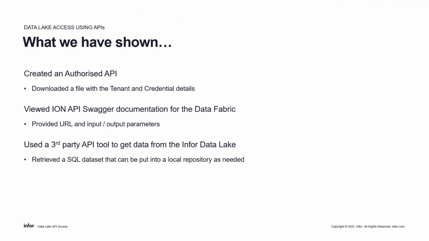So what have we shown? We've created an authorized API, downloaded the files with the tenant and credential details. We viewed the Iron API Swagger documentation for the data fabric, so now we know what the URL was, and the input and output parameters. And we've used a third-party tool to get information from the data lake. We retrieved the SQL dataset, and that can be put into a local repository or any other system as needed.